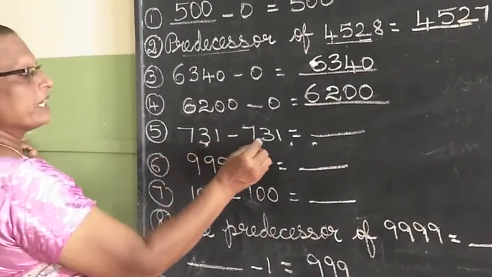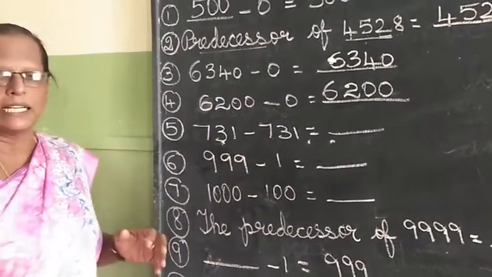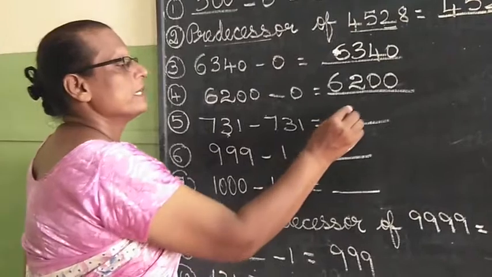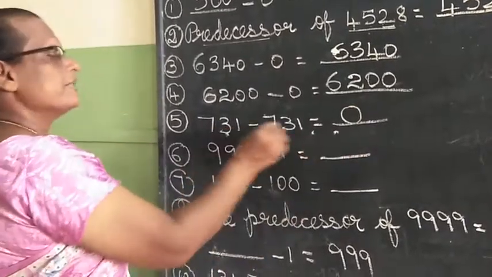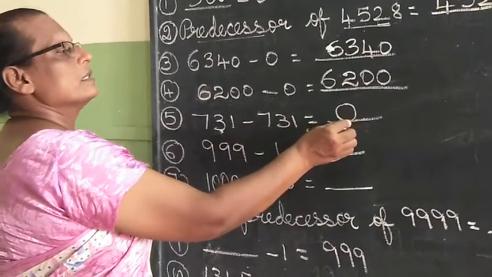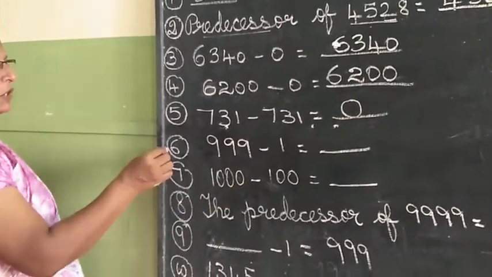Okay, and the fifth one, 731 minus 731. What will come, children? 0, because both are the same, isn't it, children? So the answer is 0. Okay, coming to the sixth one.